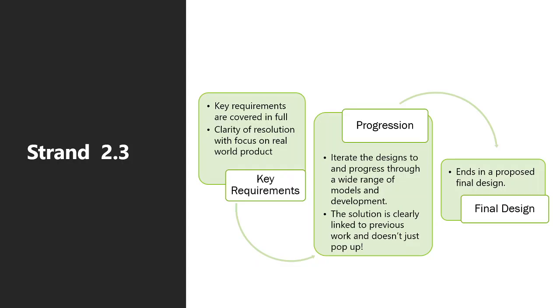So in terms of the Final Design Solutions, what we're looking at is strand 2.3, and you are looking to make sure that your key requirements that you wrote as part of your brief are covered in full. So throughout the design process, we should see you resolving the issues surrounding that and making it so that you're meeting those requirements. And there should be some clarity of that as well, so that we can see that this is a product that is suitable for real world production in a factory in real life.